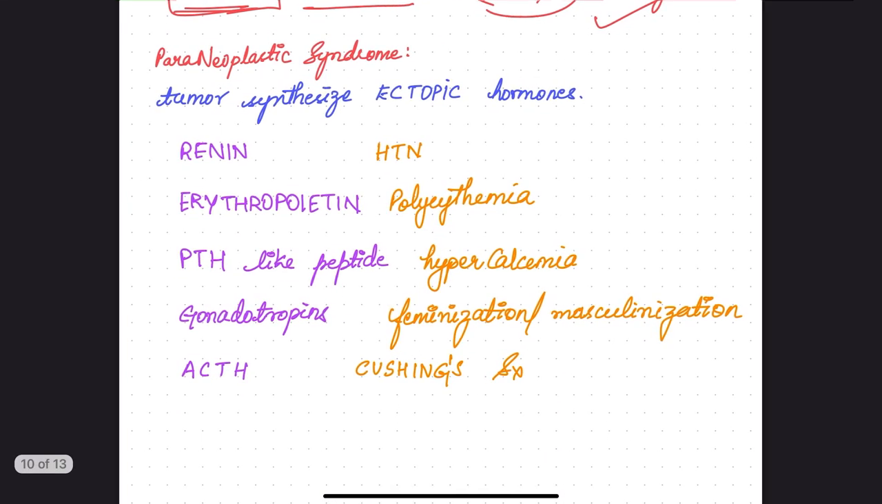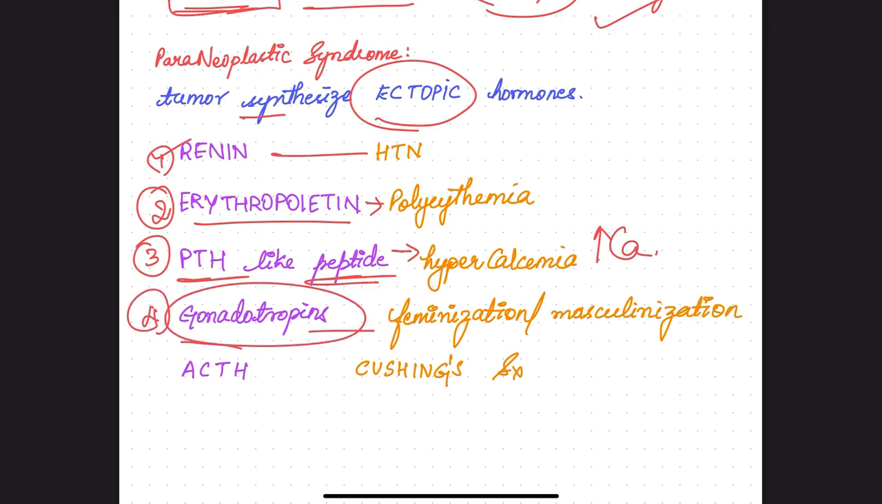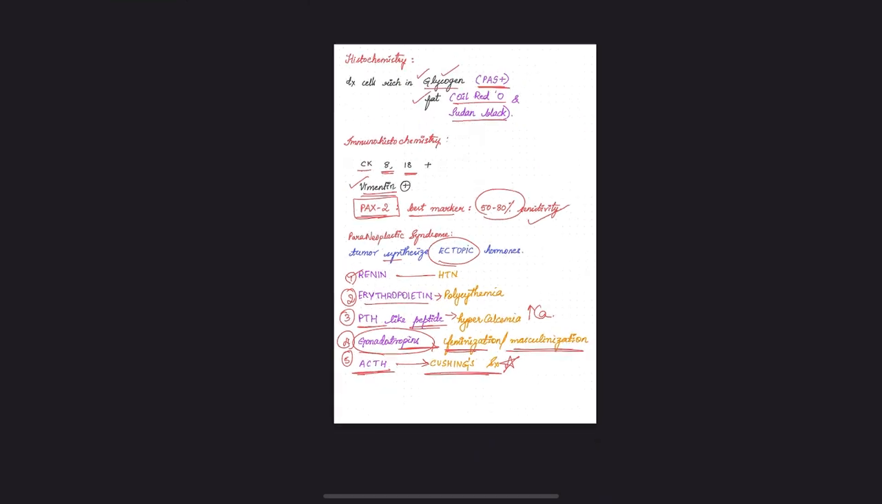Not only the clear cell variant, but all types of RCC express paraneoplastic syndromes, because the tumor cells synthesize ectopic hormones. These include renin, which causes hypertension; erythropoietin, which increases RBC production leading to polycythemia; and parathormone-like peptide, which causes increased calcium levels. There can be production of gonadotropins, which lead to feminization or masculinization depending on the gender of the patient. And there's ACTH production, which causes Cushing's syndrome.